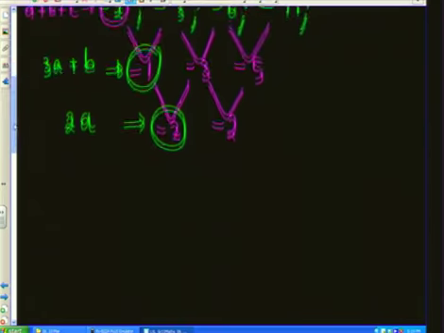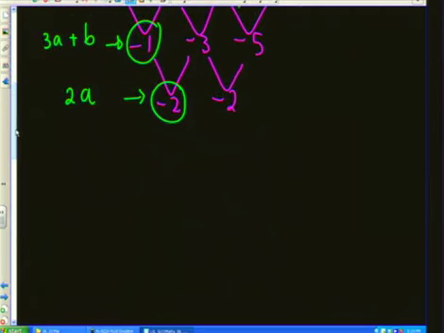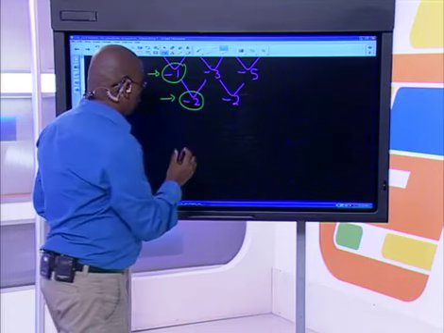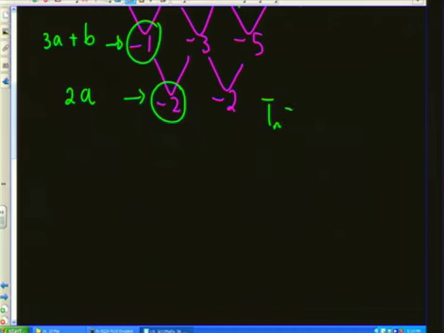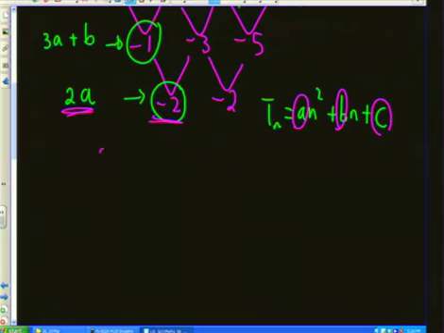Now, I have 2a equals -2. I need to get it in this form, Tn equals an squared plus bn plus c. So my main aim is to get the value of a, b, and c. Here, I've got 2a equals -2. Therefore, a is -1. I need to work out what b is and what c is.